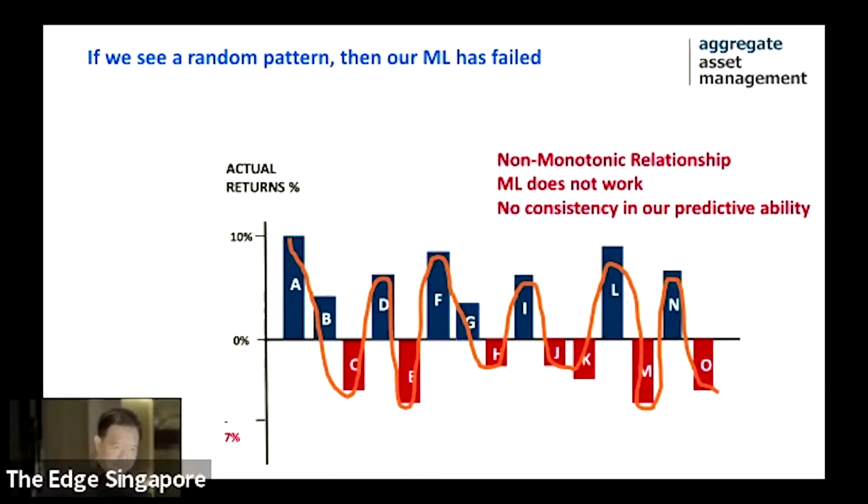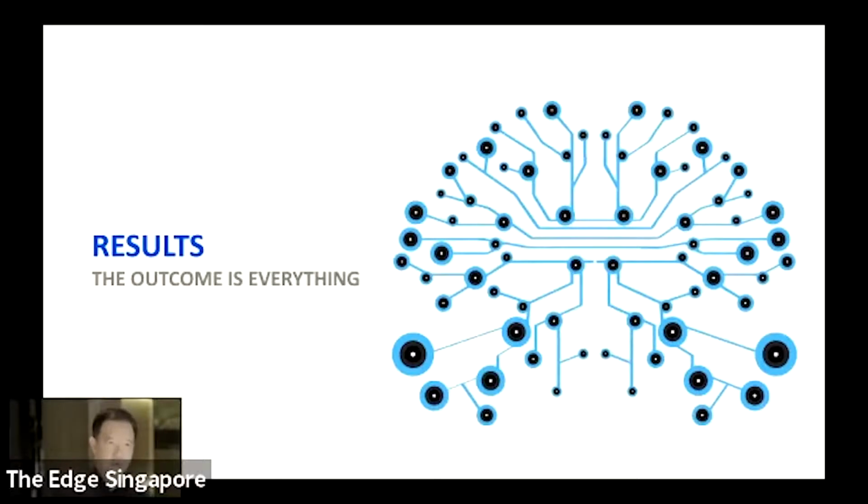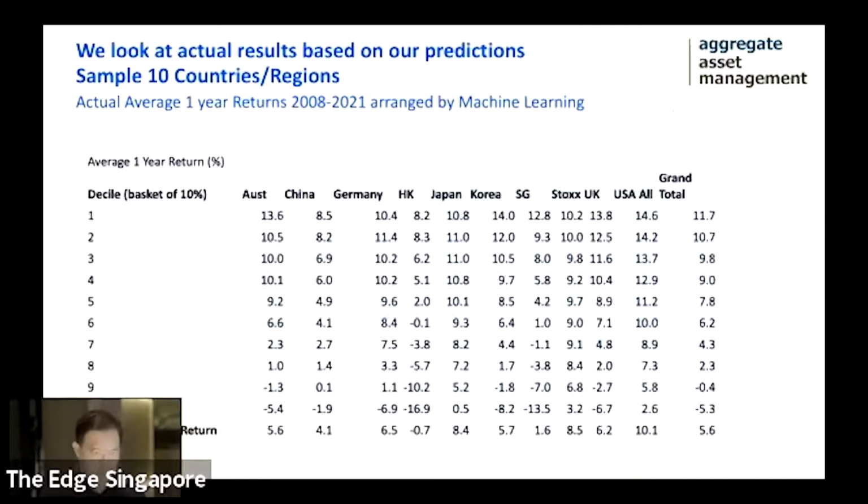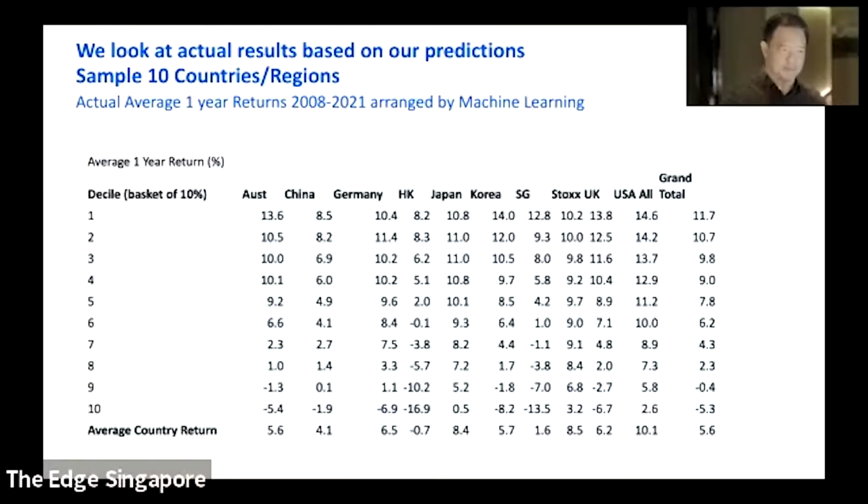And here comes the most important thing, the results. The results is everything. So we have compiled a table. Now, the table is a bit complex, but not to worry, we will plot the charts. So we are looking at a sample of 10 countries. We have 16 countries, but it's too much data. So we just take a sample of 10 countries.